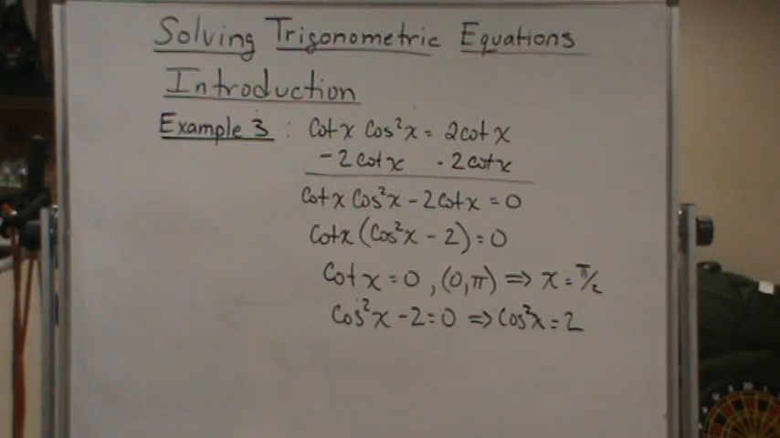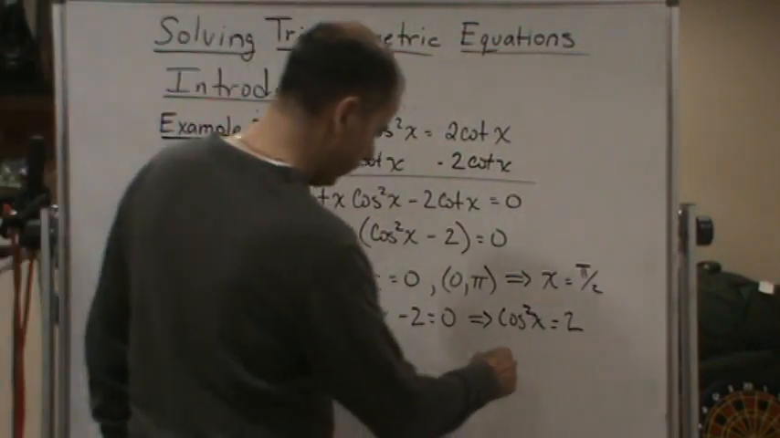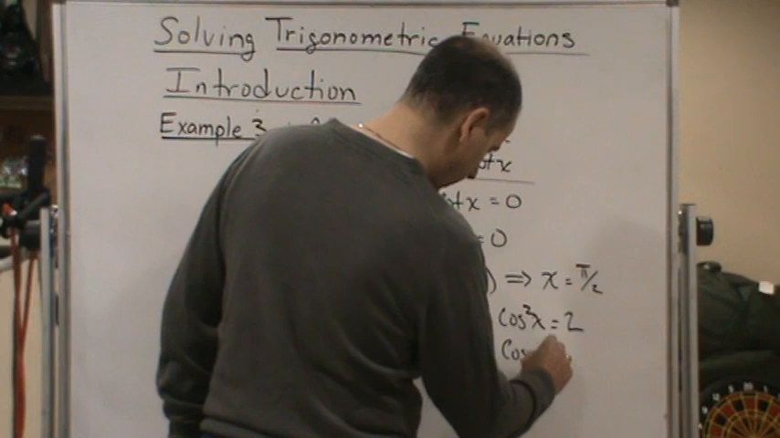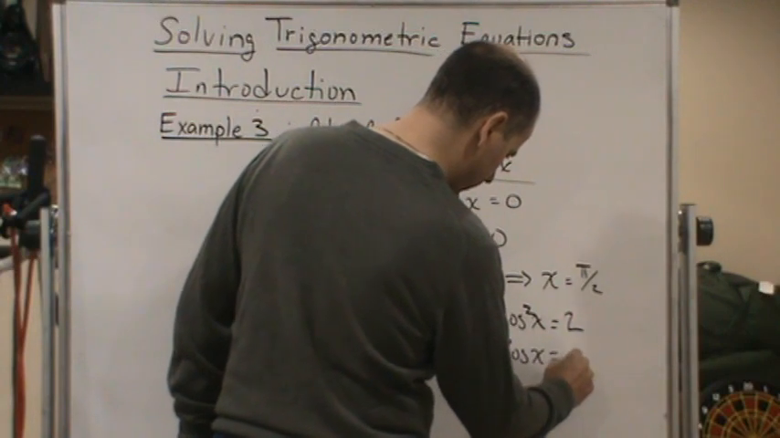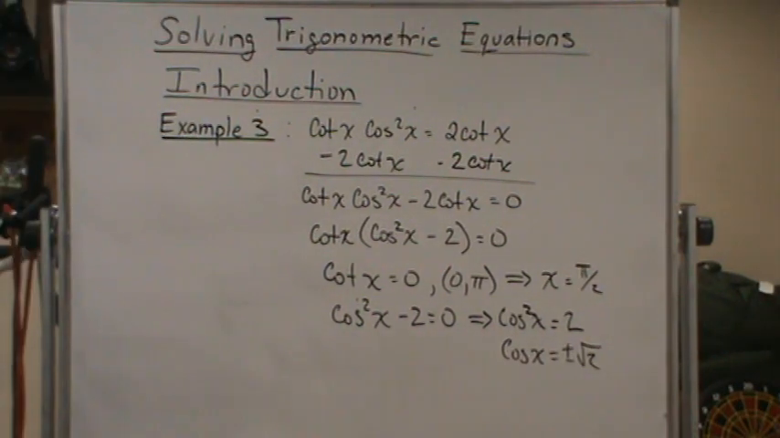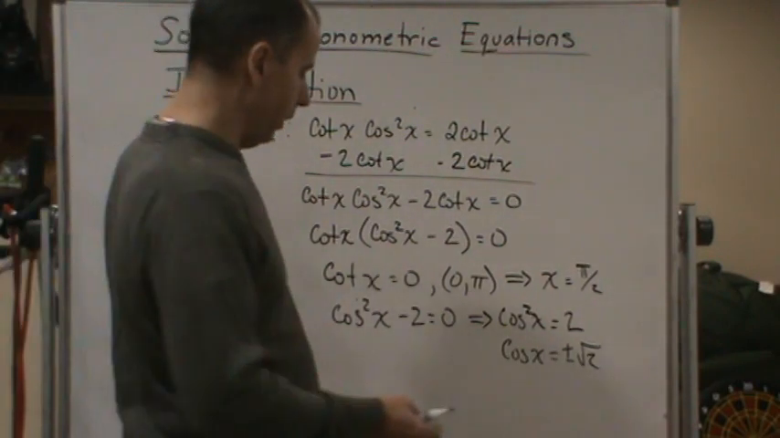What about when cosine squared x is equal to 2? Or in other words, we take the square root of both sides. Cosine of x is equal to plus or minus the square root of 2. Okay? Now, here's the thing. What's the square root of 2? The square root of 2 is bigger than 1.